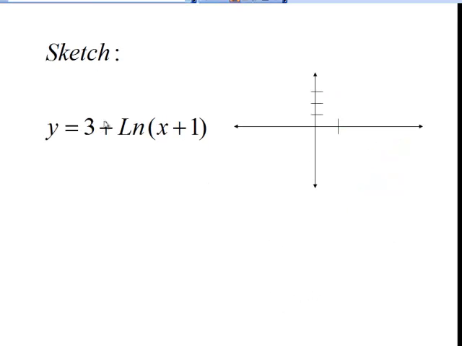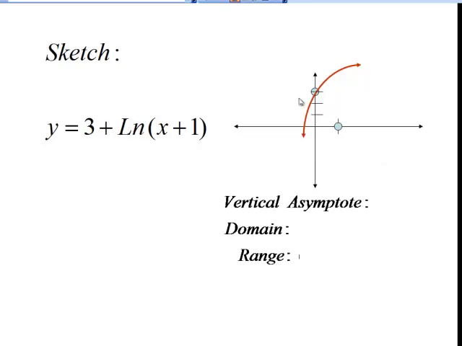Okay, suppose you have this one. Plus 1 is left 1, plus 3 is up 3. So we start here, go left 1, up 3, and then we're going to draw in our curve. Looks like that. Vertical asymptote and domain and range, you can find the vertical asymptote is negative 1. Your domain is negative 1 to infinity, and your range goes up and down, which is plus or minus infinity.